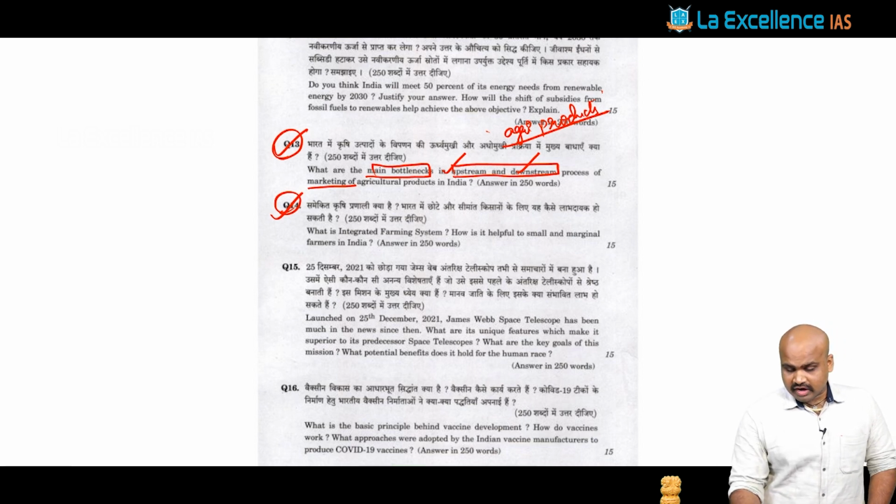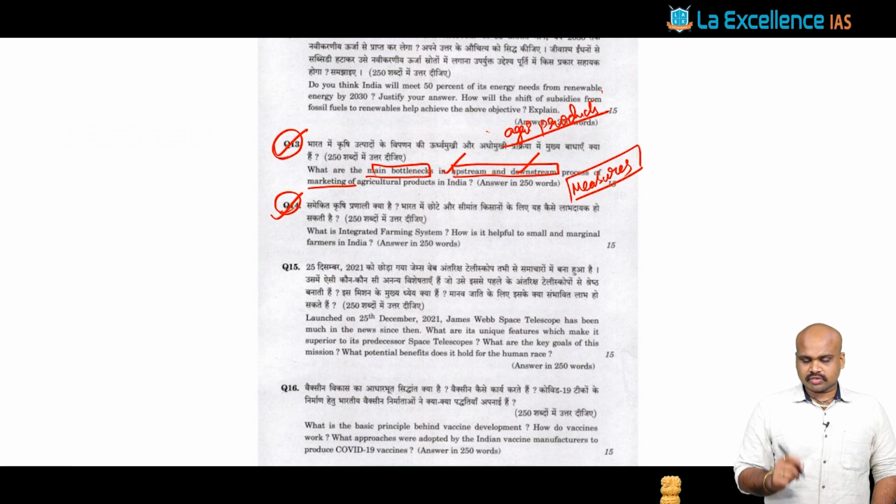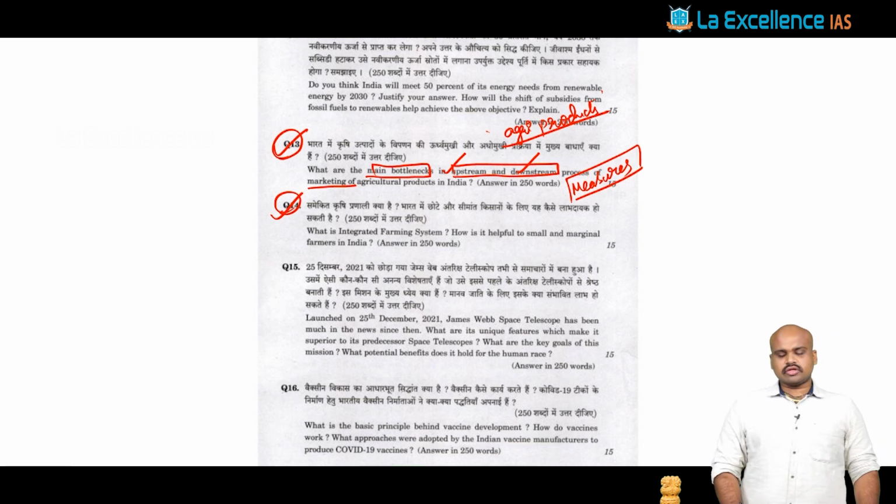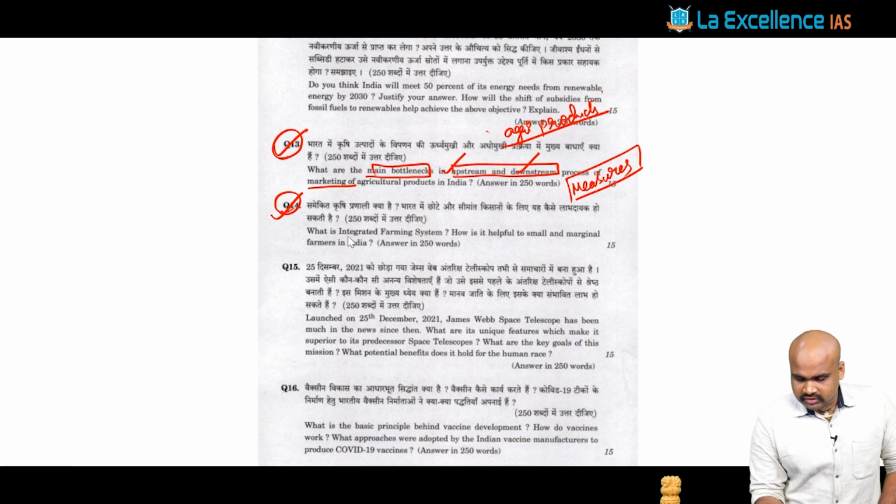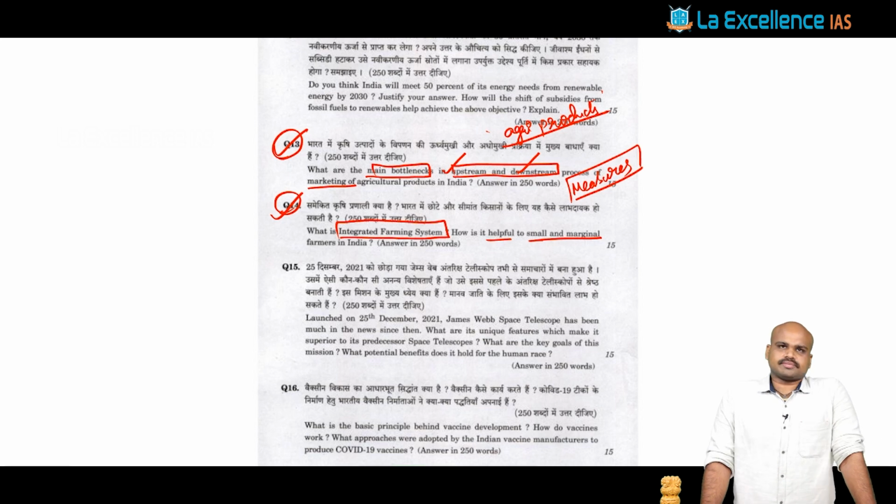In this we have to certainly talk about the measures that are to be taken, because they are talking about bottlenecks. That aspect has to be remembered. Then the 14th question asks what is integrated farming system and how is it helpful to small and marginal farmers.